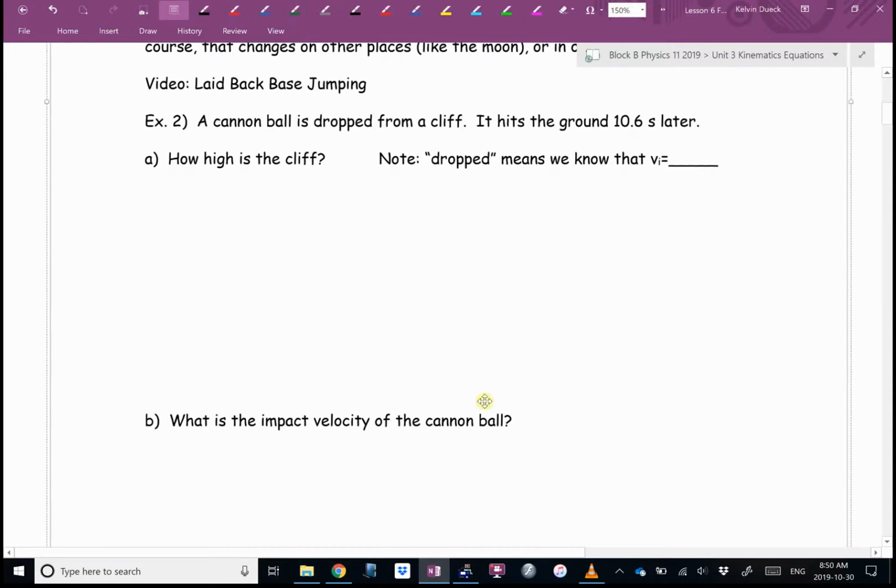I like example 2. Example 2 is a nice question. A cannonball is dropped from a cliff and it hits the ground 10.6 seconds later. Everybody right now, can you all underline the word dropped? That's going to be one of our physics trigger words.